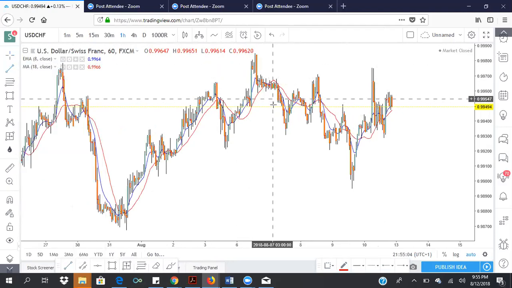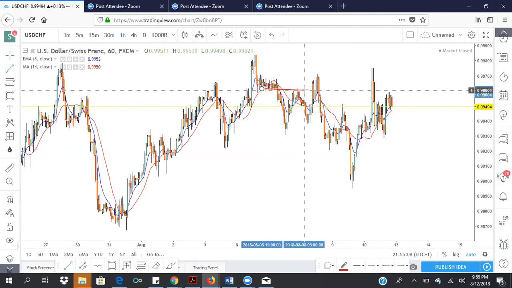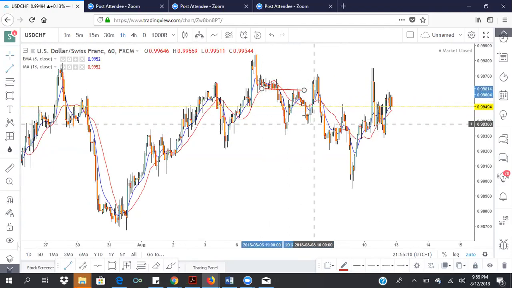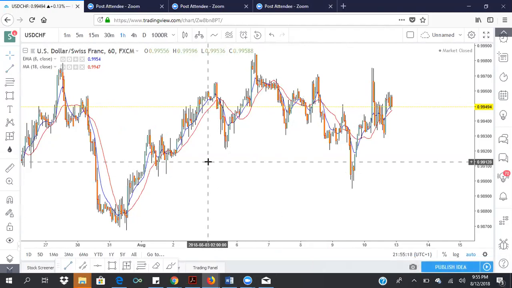It came down and then what? It came up and it retested this zone and then it went down. So adding your SMA and EMA to your trading basically makes you spectacular. This is one of the things that the SMA and EMA gets to do generally.